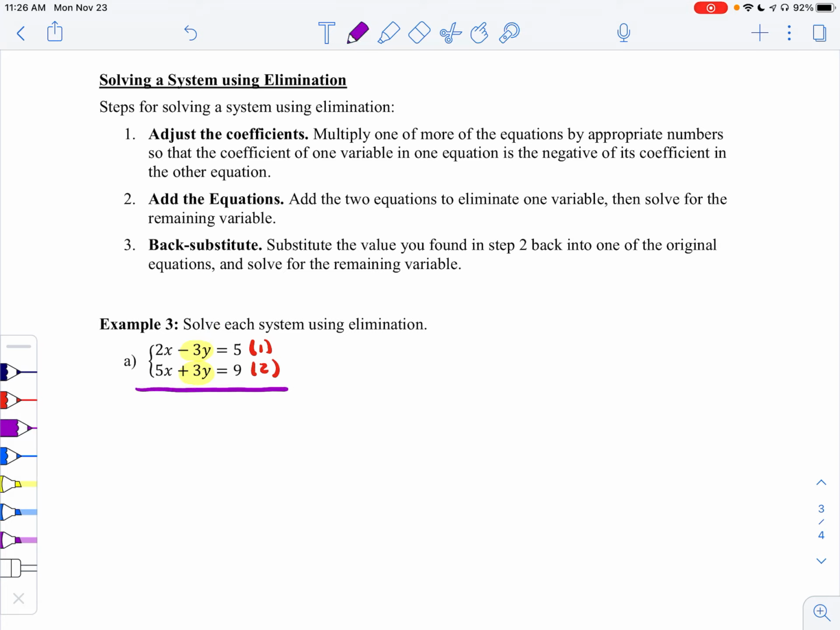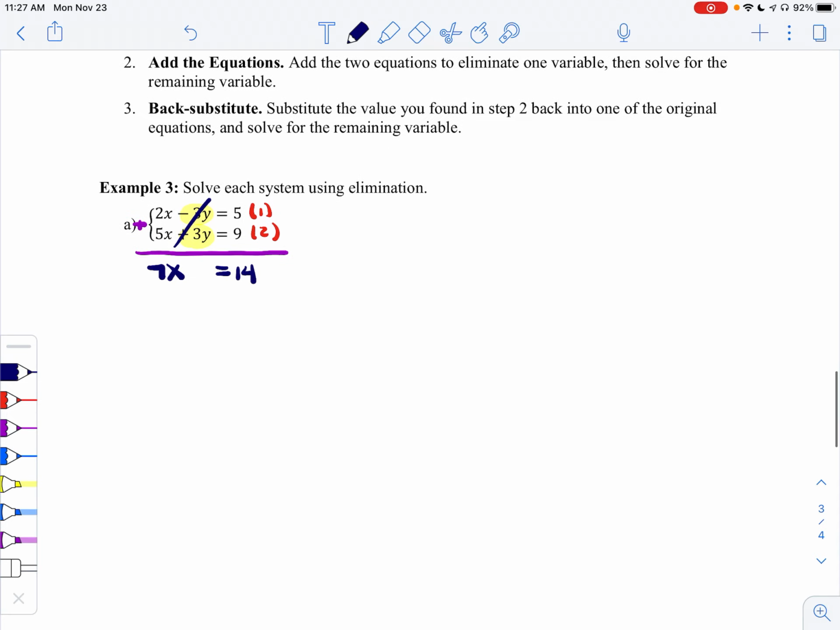I'm going to go ahead and add these two equations together, and just add right down the columns, okay? So we have a 2x plus a 5x. That's going to be a 7x. Like I said here, the negative 3y and the positive 3y, those just cancel. So those are gone. And then 5 plus 9 gives us a 14. Okay, so 7x is equal to 14. Right, from here, it's easy to just solve for x. So divide by 7, and we end up with x is equal to 2.